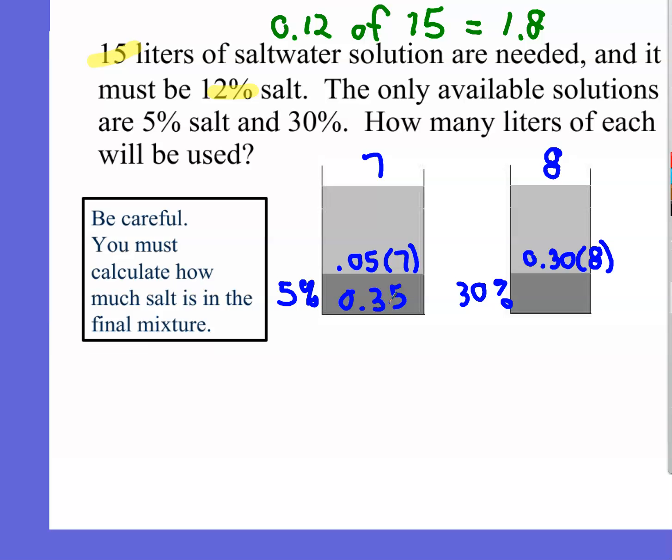Okay. And 30% of 8 is 2.4. So let's see if we guess right. Okay, we can check here. We know that 7 and 8 add up to 15. That's easy. Does 0.35, the amount of salt in the first mixture, plus 2.4 add up to 1.8? Well, not hardly.